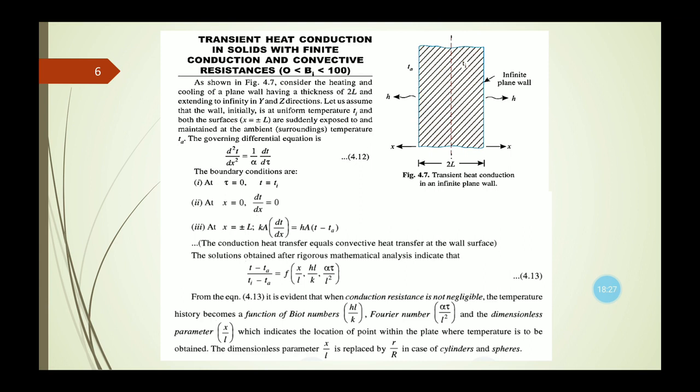So the dimensionless parameter x by L is replaced by small r by capital R in case of cylinder and sphere. So this is the concept we are getting in case of an infinite plane wall, a cylinder and a sphere, that the temperature history becomes a function of Biot number, Fourier number, and a dimensionless parameter, that is x by L. Let us move to the next page.